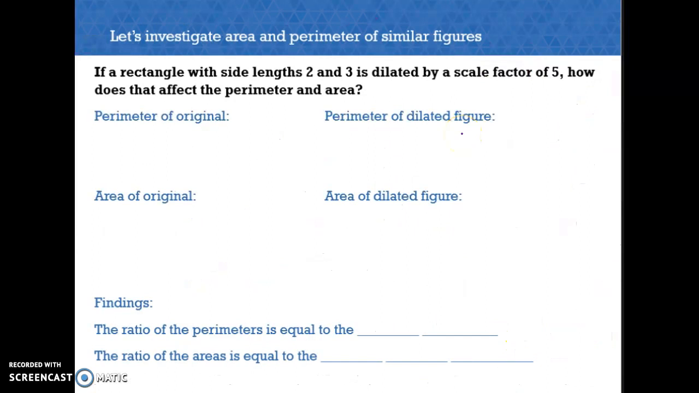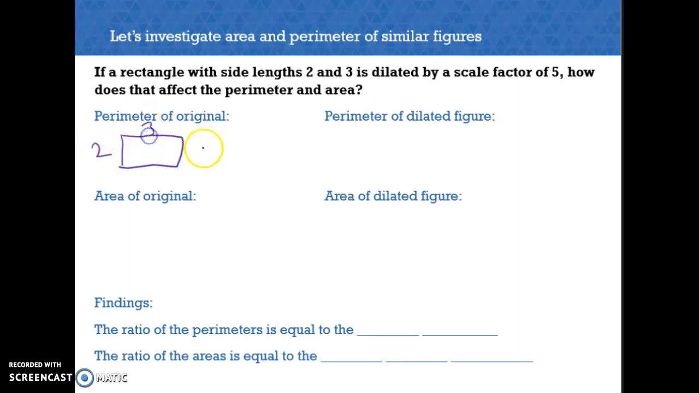We need to talk about the volume of similar figures. So we talked a lot about volume and we talked about volume of a sphere, but let's talk about the volume of similar figures in general. But before we get there, let's talk about the side lengths and the areas of similar figures. So let's just think about something here. If we have a rectangle with side lengths 2 and 3, and we dilate it by a scale factor of 5, let's think about how the original changes the dilated one. So let's say we have this rectangle.